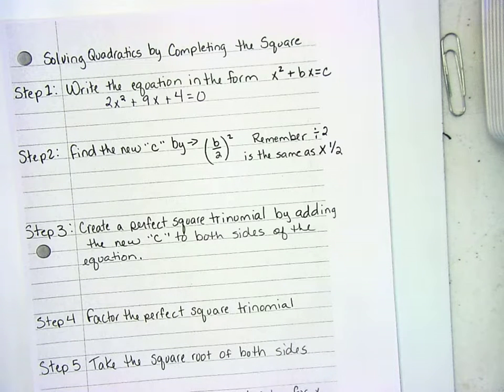Right, so we're doing number 12 on practice B. This is solving quadratics by completing the square. Remember, guys, this is your fourth strategy for solving quadratics that you've learned.